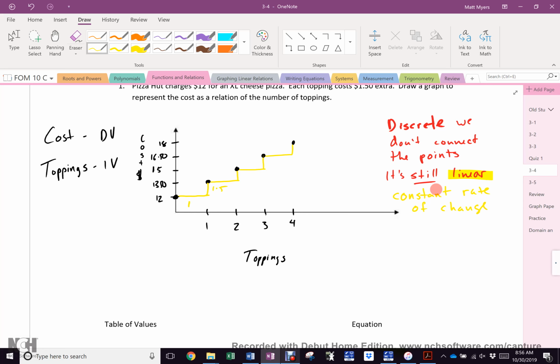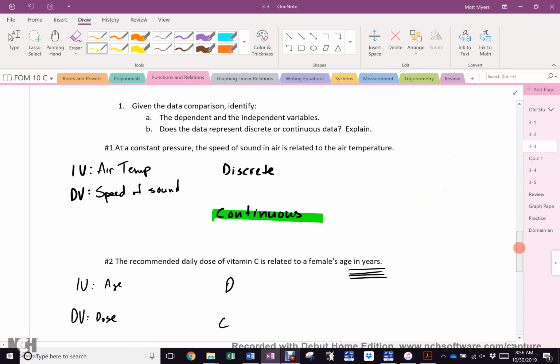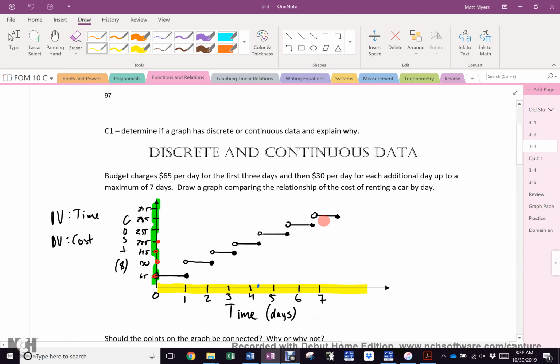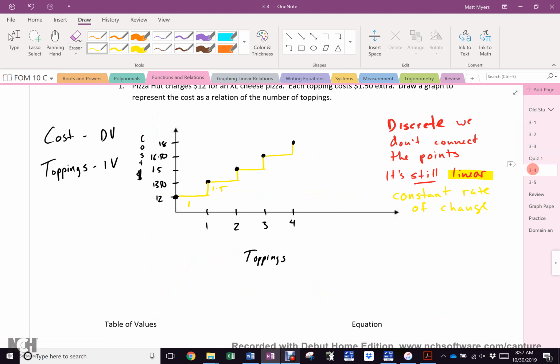Okay, so before we go on, just let me remind you, remember when we did the car rental? Is that a linear relation? The rate of change was always the same? Was it? For the first 3 days, it was 1 and up 65, right? Then what happened? Started going up by 30. So is that linear? No, because the rate of change is not always the same. Does everybody understand? Yeah? Okay.